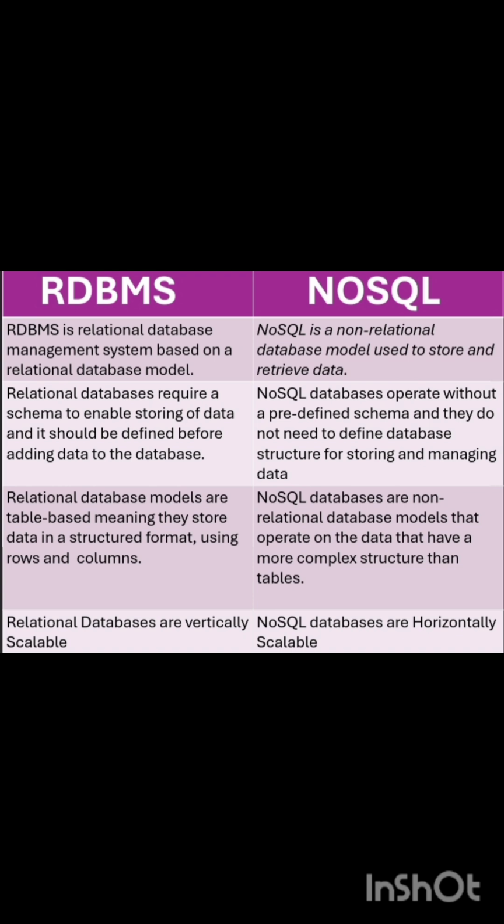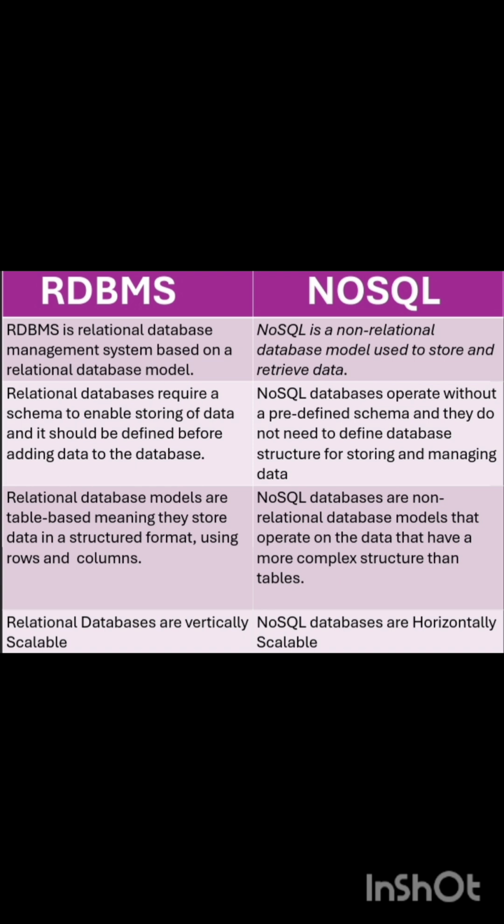And in RDBMS, relational database models are table based, meaning they store data in a structured format using rows and columns. And in NoSQL, databases are non-relational database models that operate on data that has a more complex structure than a table. Means relational databases store data in structured format using rows and columns, but NoSQL operates on data that has a more complex structure than a table.